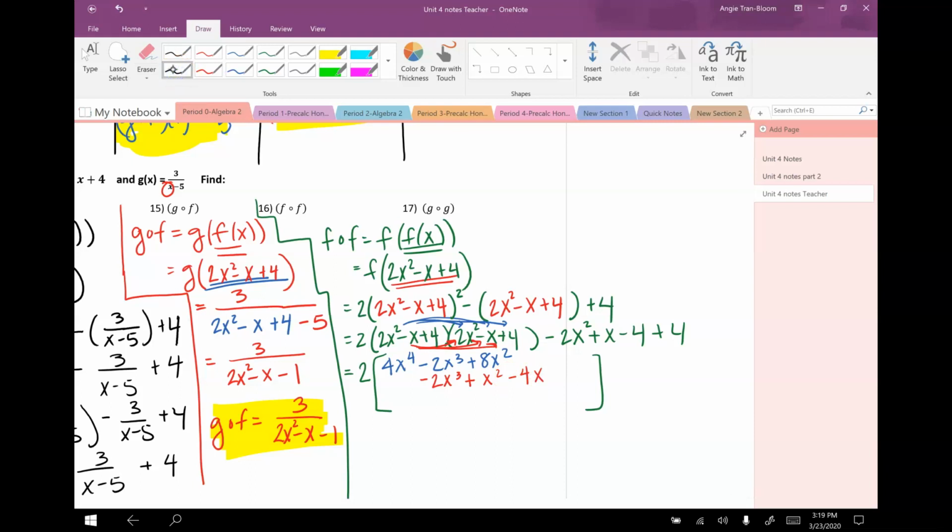Last term, 4 times 2x squared is now a positive 8x squared. 4 times negative x, my bad, is negative 4x. And 4 times 4 is now a positive 16. Okay, these two can be reduced. I'm just going to be dropping these 2 terms on the back down.